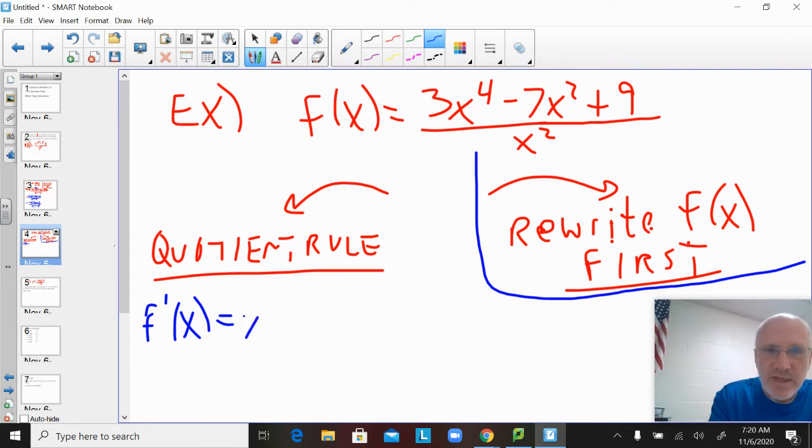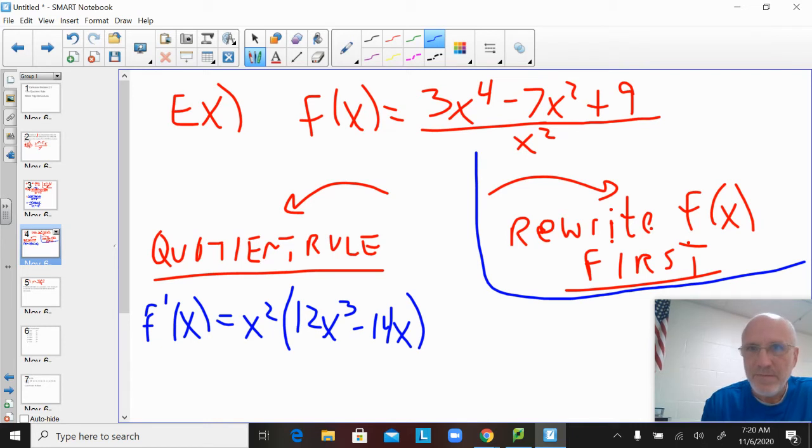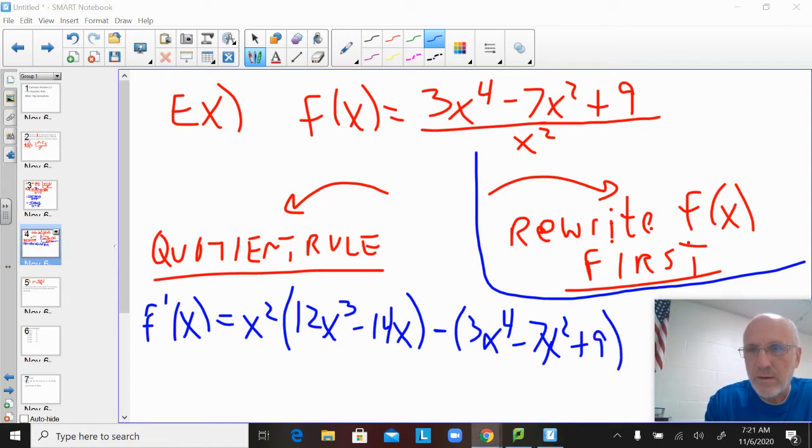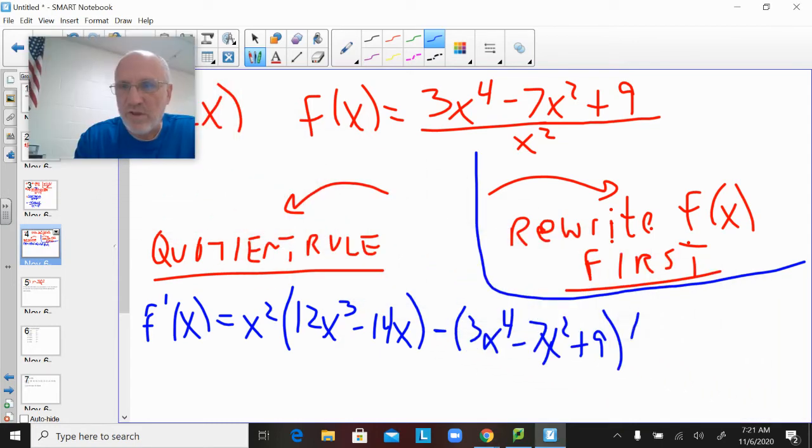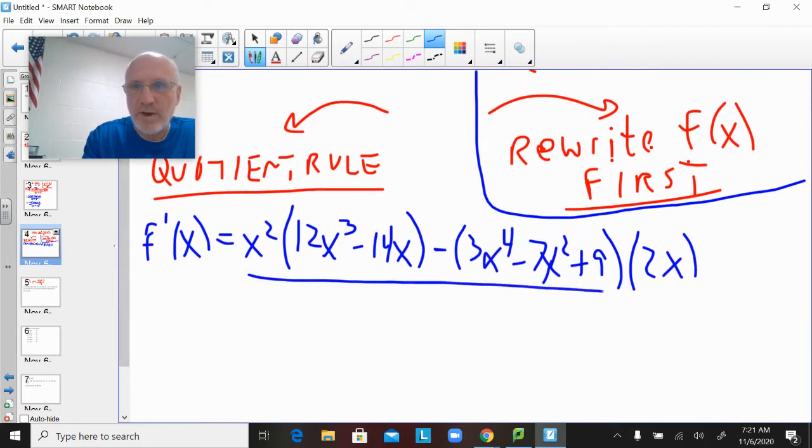This is the bottom, which is x squared, times the derivative of the top. The derivative of that numerator is 12x to the third minus 14x. Bottom times the derivative of the top, minus the top, which is the whole 3x to the fourth minus 7x squared plus 9, times the derivative of the bottom, which is 2x, all over the bottom squared. And the bottom squared is x squared squared.